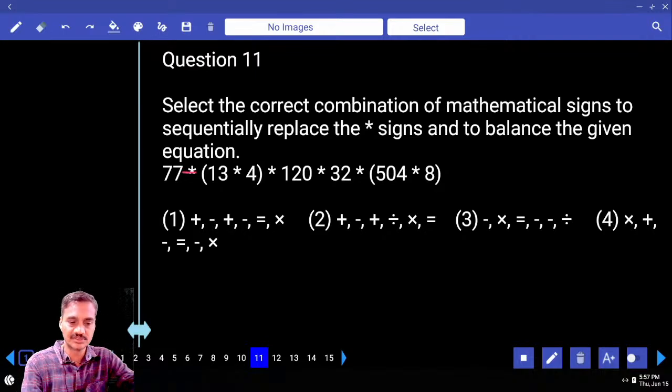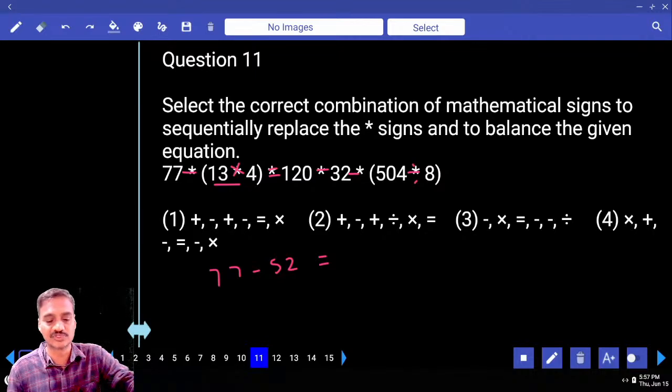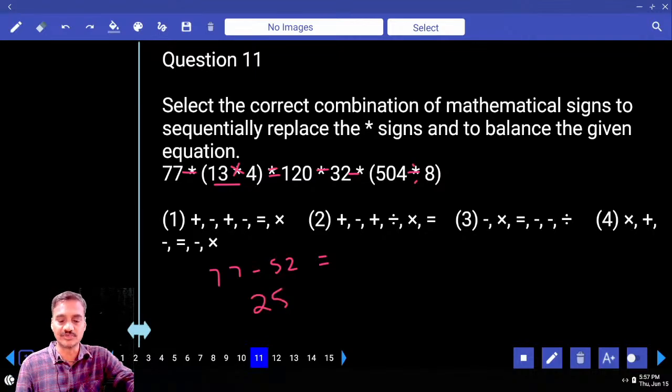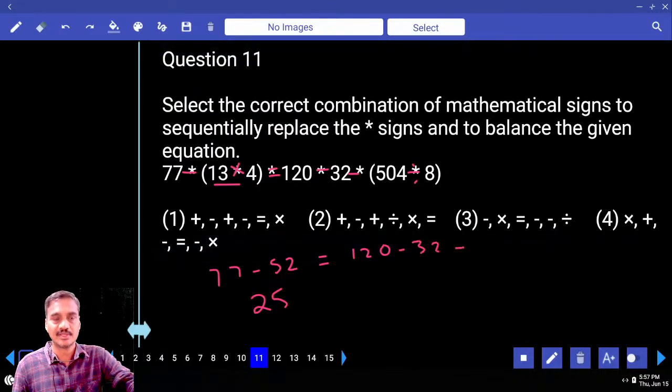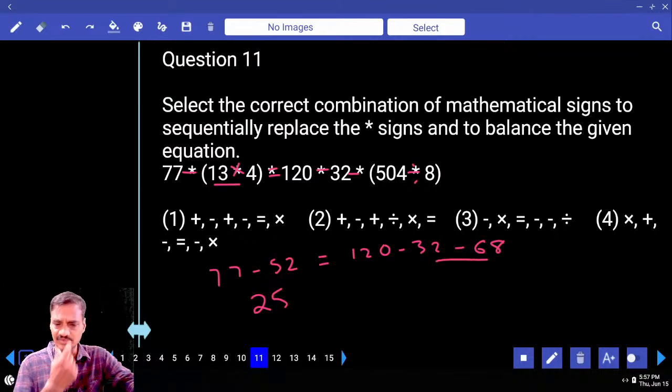Now in third one minus, into, equal to, then minus, minus, and this is division. Now 13 into 4 is how much? 52. 77 minus 52 is how much? 25. Now this 25 equals 120 minus 32 minus 504 divided by 8. And 68. Now 68 plus 32 is 100, and 120 minus 100. What's the answer? Now 72 plus 120 minus 8.